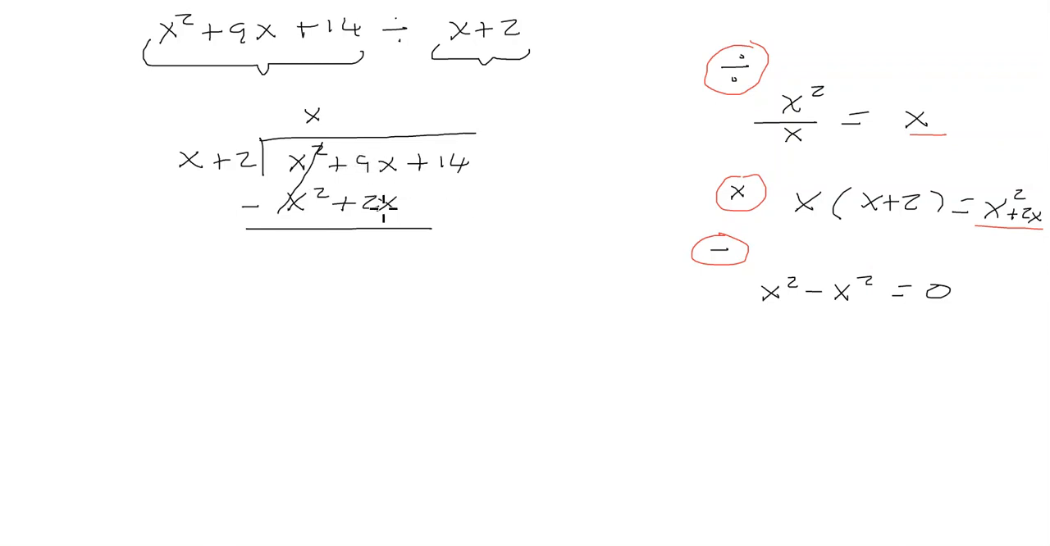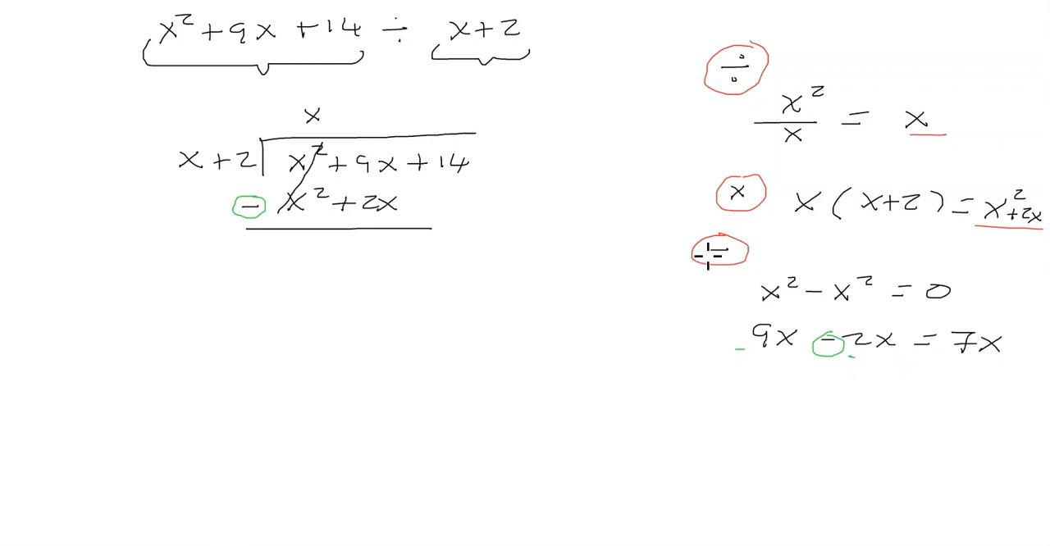Then I have 9x minus 2x, positive 9x minus positive 2x, and 9x minus 2x is equal to 7x. An important point to note: this is the operation minus, and these are both positive integers. We're not writing the plus in front of them, but it's implied that they're there, because they're positive integers.